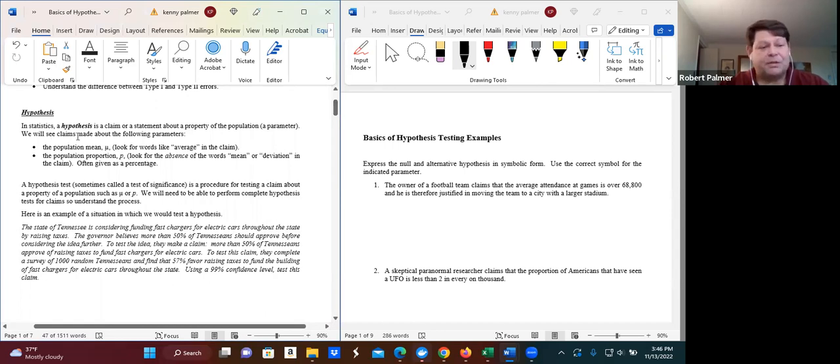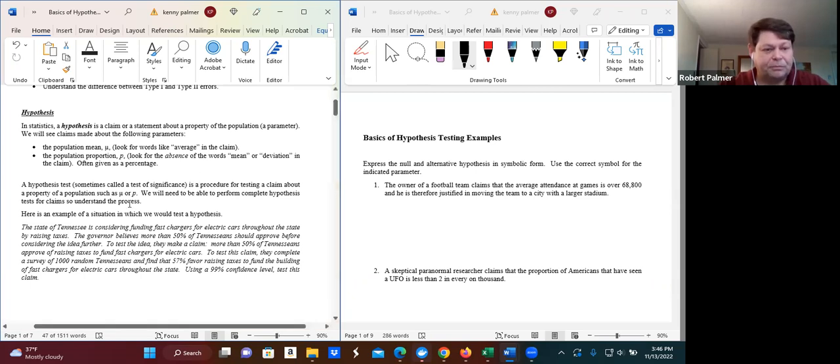Let me just read this part. In statistics, a hypothesis is a claim or a statement about a property of the population, such as a parameter, such as the mean or the proportion or standard deviation. And basically, we'll see claims. Our focus is going to be on claims about the following parameters: the population mean, mu, and to tell which one it is, if we see a word like the average, that's going to be the mean, and also the population proportion, p. So I won't talk about average. We'll talk about a proportion or percentage or something like that.